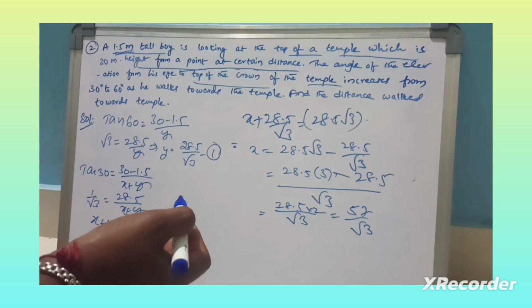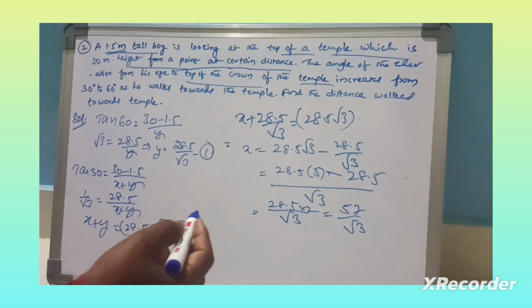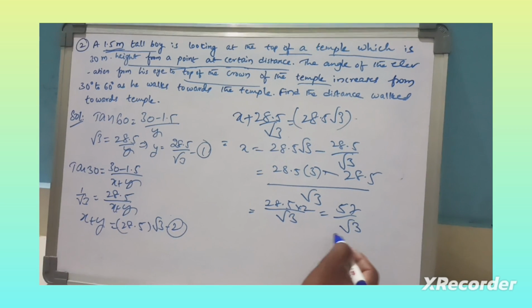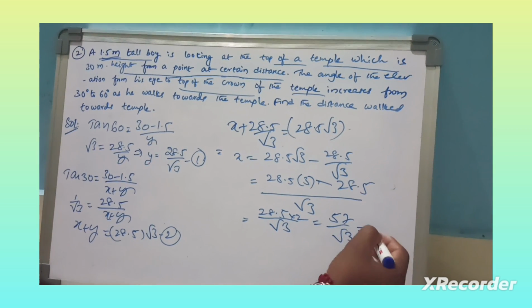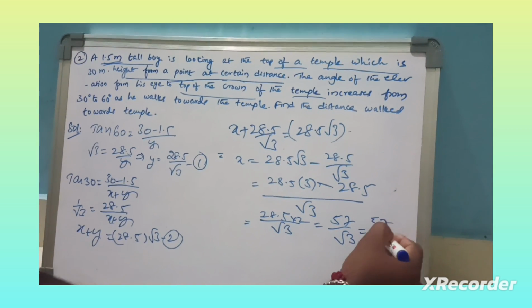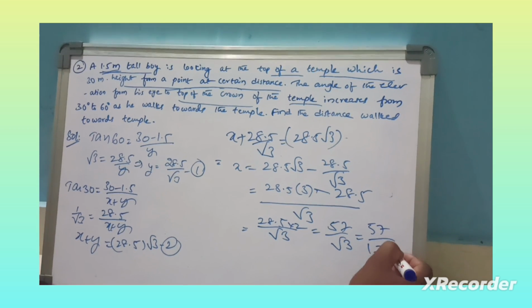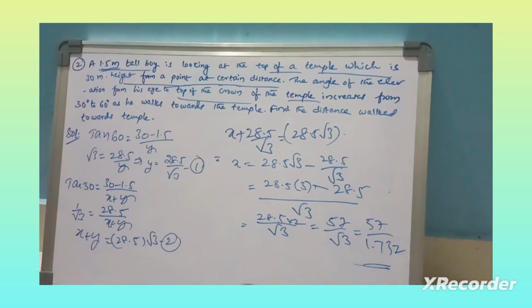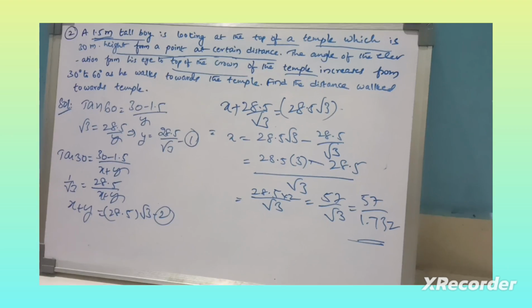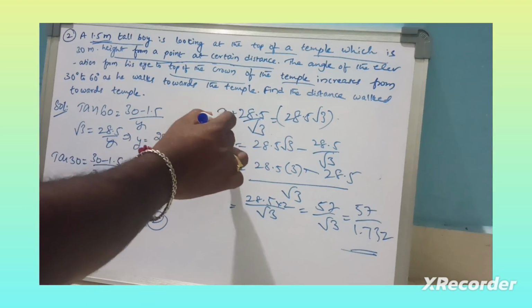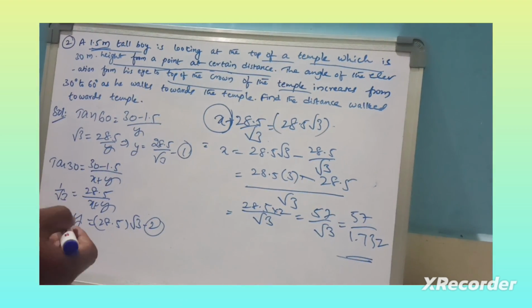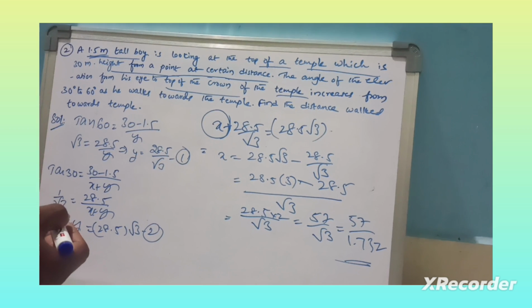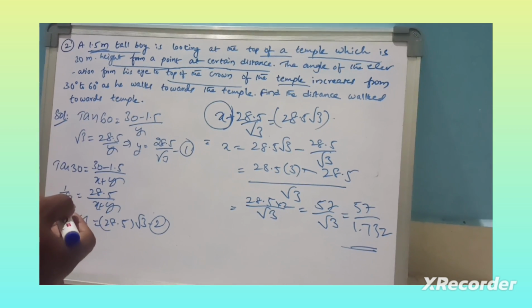That's it. If you want to apply the value, you can take root 3 as 1.732 and compute it. This will be the answer, which is the distance between the initial point of 30 degrees and 60 degrees. Good.